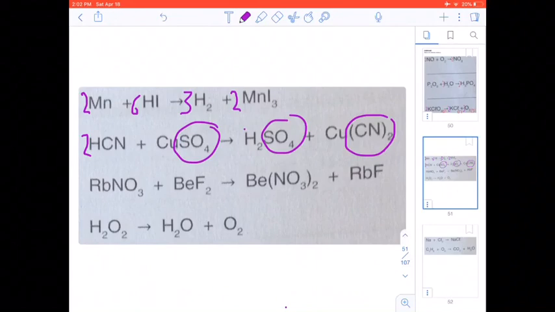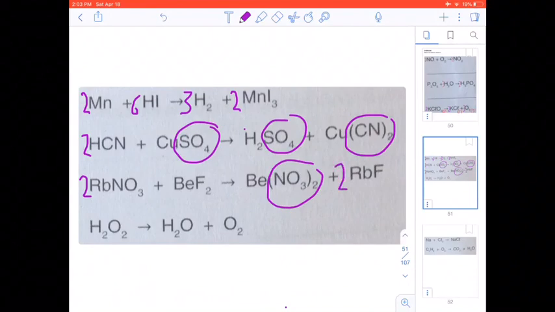Let's look at the next one. Here we have rubidium nitrate and beryllium fluoride, giving us beryllium nitrate and rubidium fluoride. Looking at it again, I like to look at it as 2 nitrates, so I put a 2 there, right? And if I put a 2 there, I will need to put a 2 in front of the rubidium.